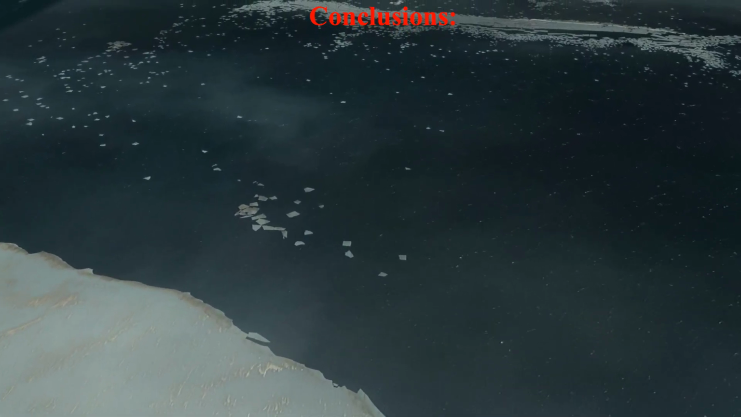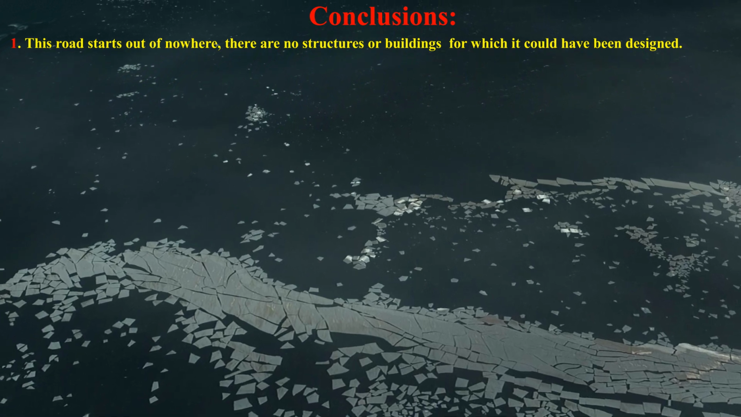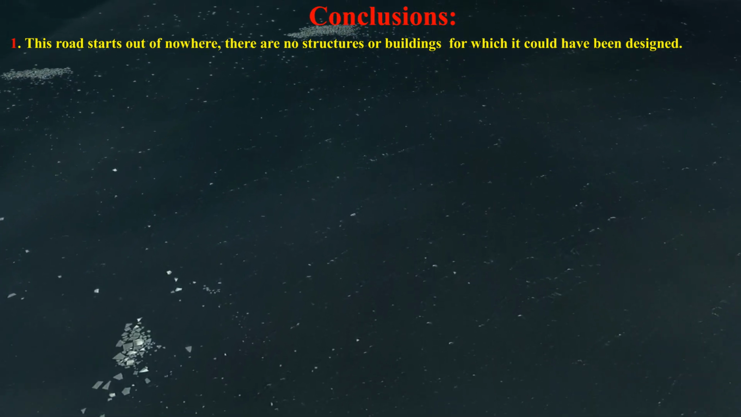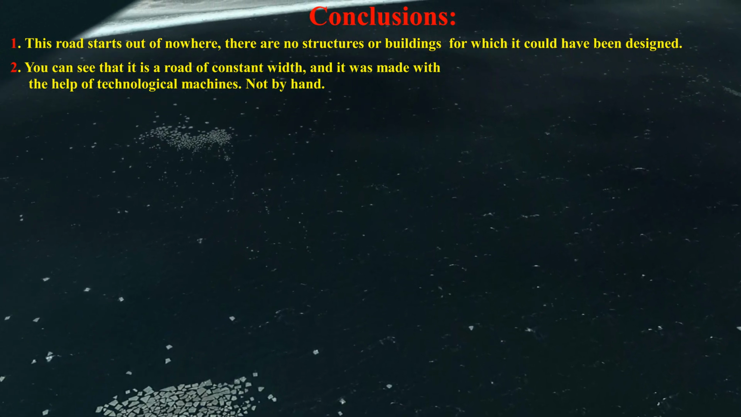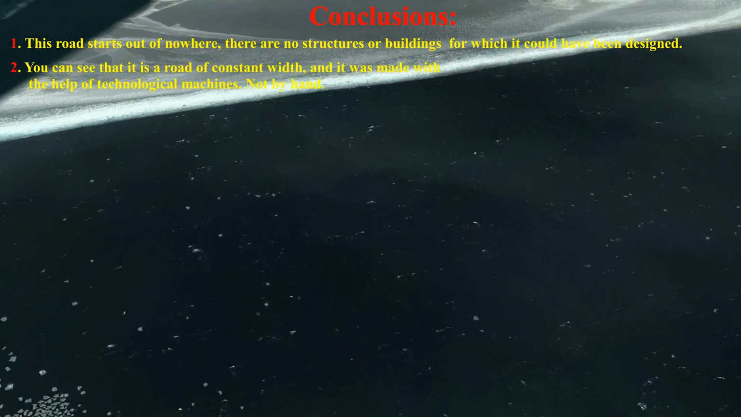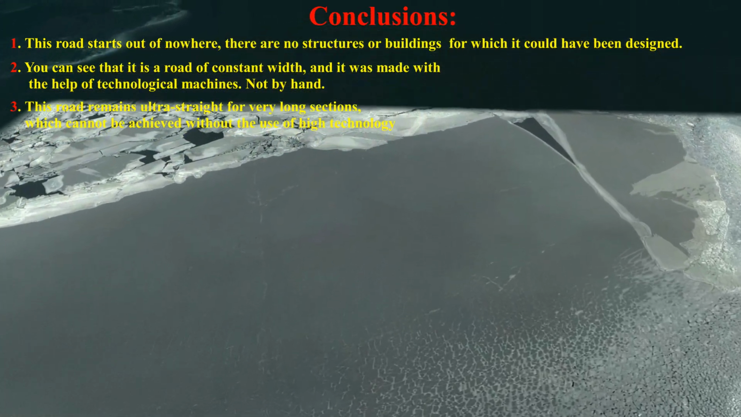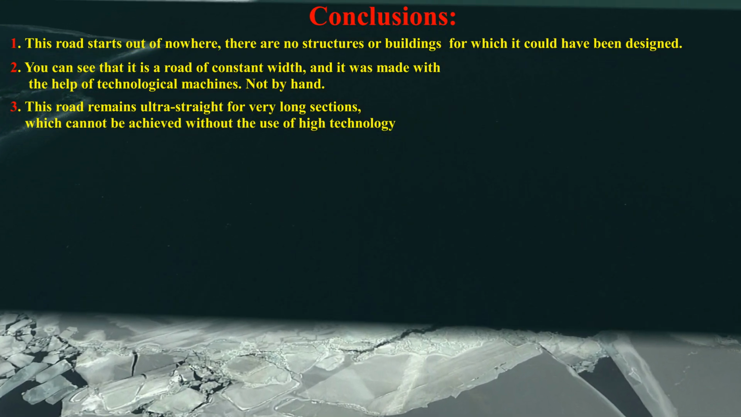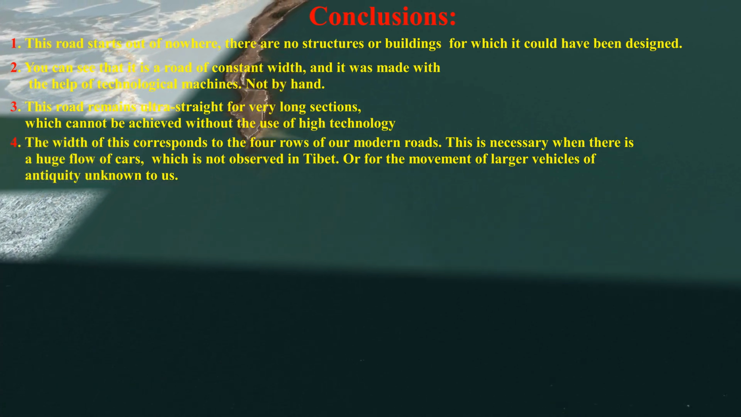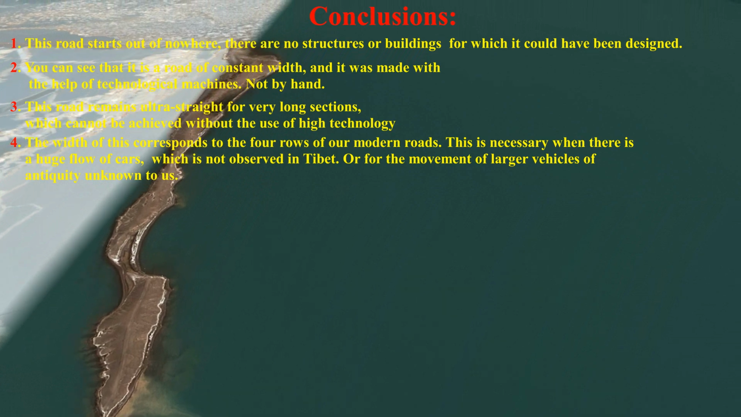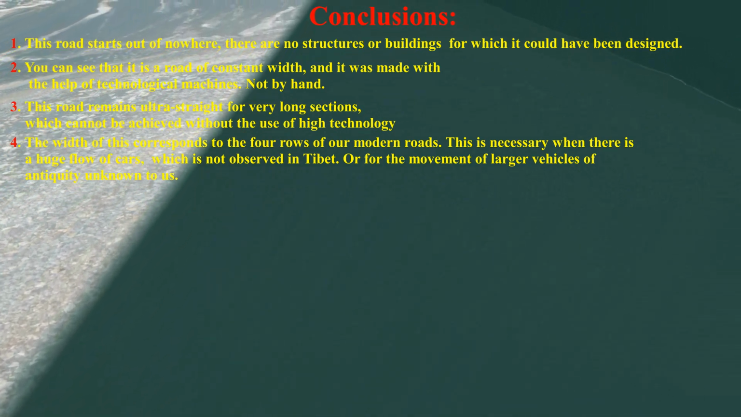So, here we go. First, this road starts out of nowhere. There are no structures or buildings for which it could have been designed. Second, you can see that it's a road of constant width, and it was made with the help of technological machines, not by hand. Thirdly, this road remains ultra straight for very long sections, which cannot be achieved without the use of high technology. Fourth, the width of this corresponds to the 4 rows of our modern roads. This is necessary when there is a huge flow of cars, which is not observed in Tibet, or for the movement of larger vehicles of antiquity unknown to us.